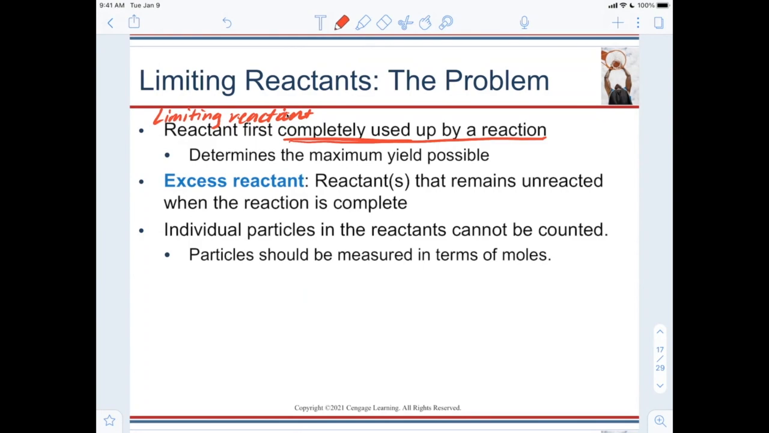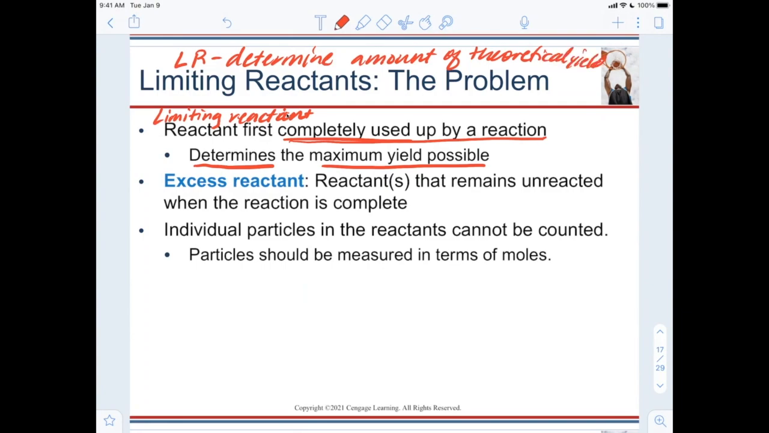The limiting reactant also is responsible for determining the maximum yield possible. When the limiting reactant runs out, the chemical reaction stops. So whatever progress has been made by the reaction, that's pretty much the progress. So the amount of chemicals that got made in the product, that would be your maximum yield. So we are being told here, another thing, limiting reactants determine the amount of theoretical yield.